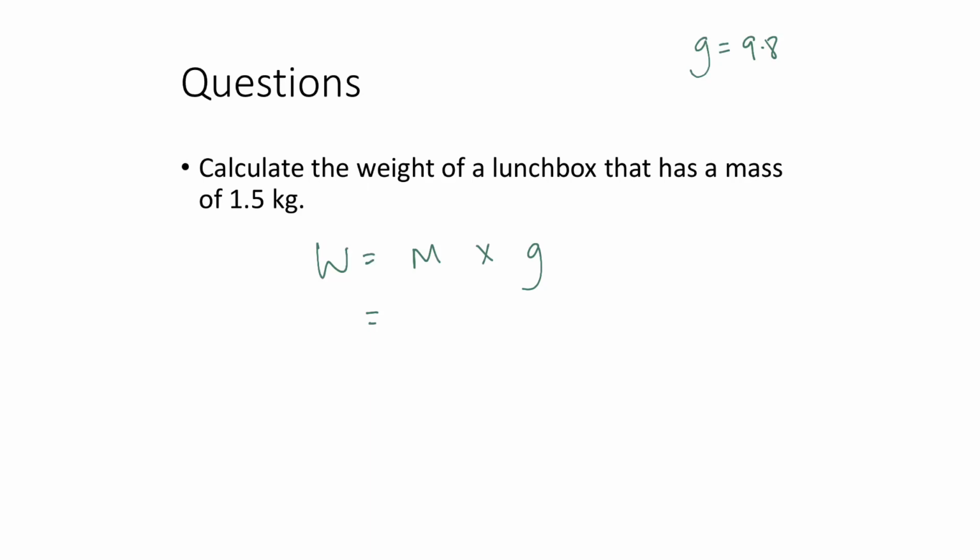So then the mass, well, let's think about this. The mass is in kilograms, so that's 1.5. And gravitational field strength is 9.8. So we can again put that into our calculator, 1.5 multiplied by 9.8. And that gives us a weight of 14.7. Remembering our units, weight is a type of force, so newtons.